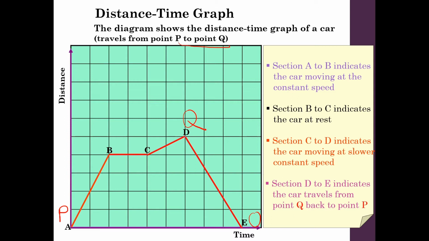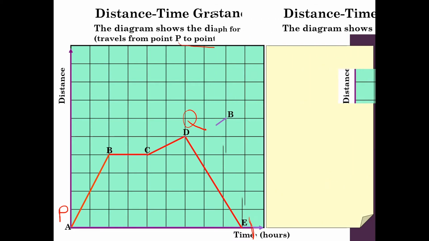Daripada P dia bergerak, okay, with a constant speed, and then rest for a while, and then continue with a constant speed, and then we reach Q. And then from Q we are going back to P. So here is also P. So a negative gradient in a distance time graph doesn't mean that you move with a negative speed. Okay, but that means that you do a U-turn, okay, patah balik. You are travelling back from the point to the starting point.